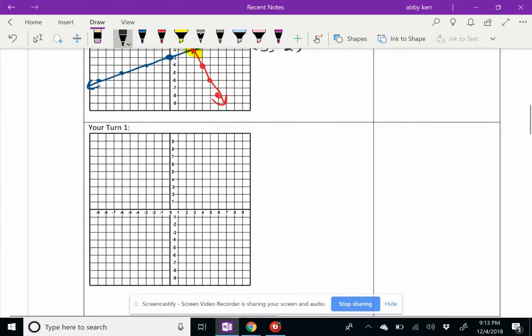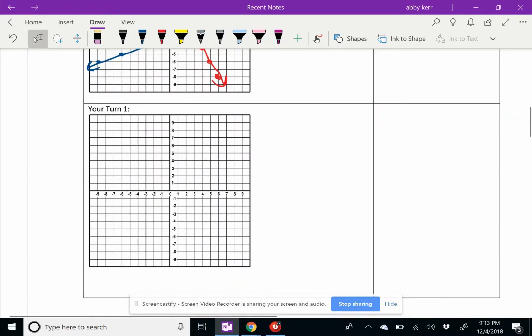Now you're going to do the same thing for your turn. In this case, your turn equation was 3y equals 3x plus 15. Now notice y is not isolated, so I have to divide by 3. So then I get y equals 3 divided by 3 is just x, and then 15 divided by 3 is 5. So I'm going to begin at 5. And notice I put that 1 in front of the x because that's the number if it's not shown. So then it's just up 1, right 1 over and over again until you run out of room.